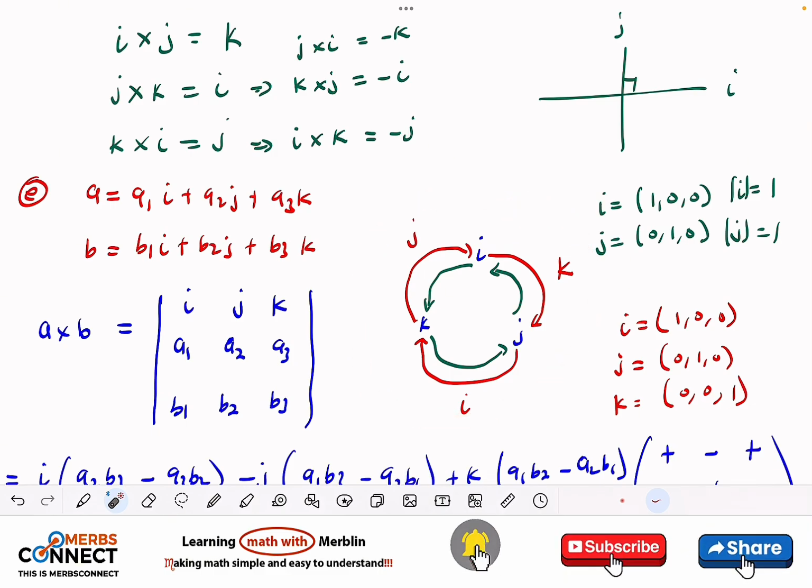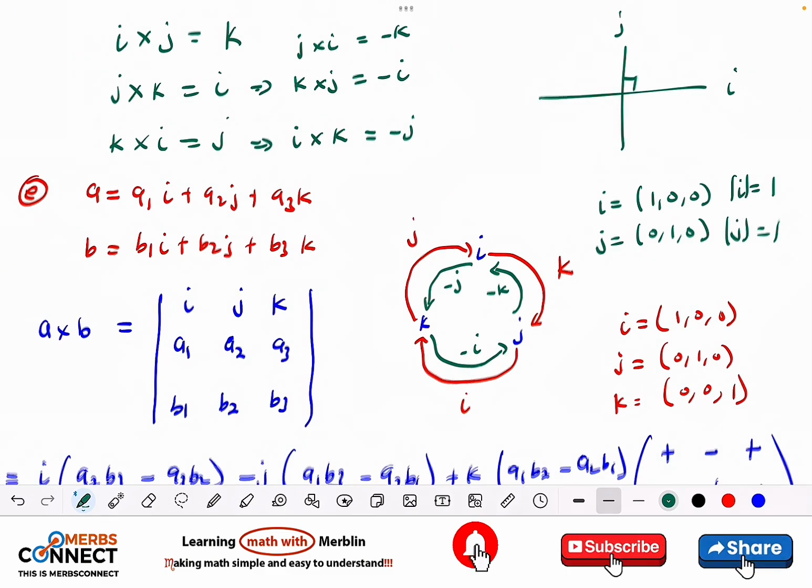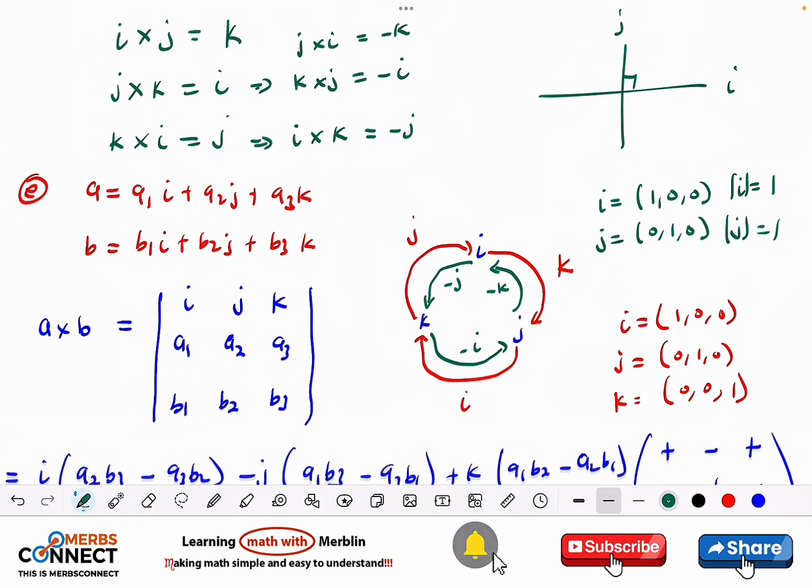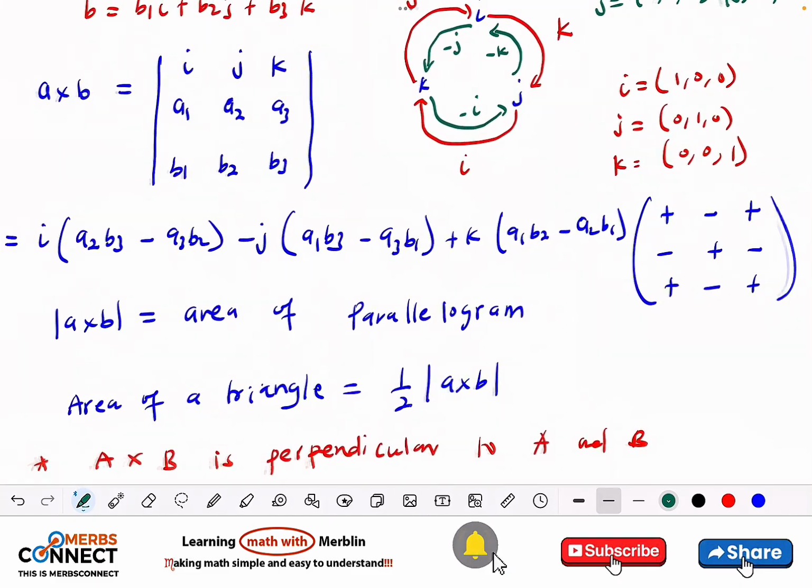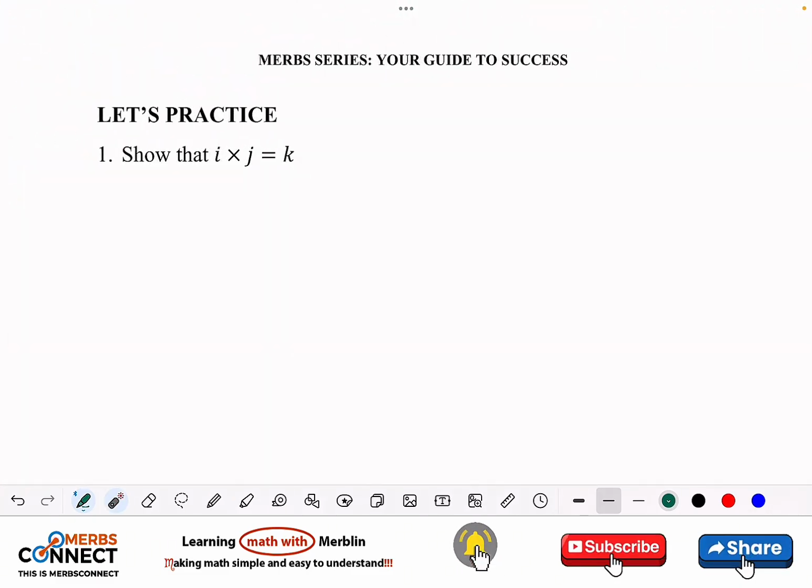This right hand and left hand diagram, master it. So this is going to be minus j with the green, and this will be minus i, and this will be minus k. So the red is with the red and the green is with the green. So that's what we just need to do. Let's take an example and then we'll be fine.